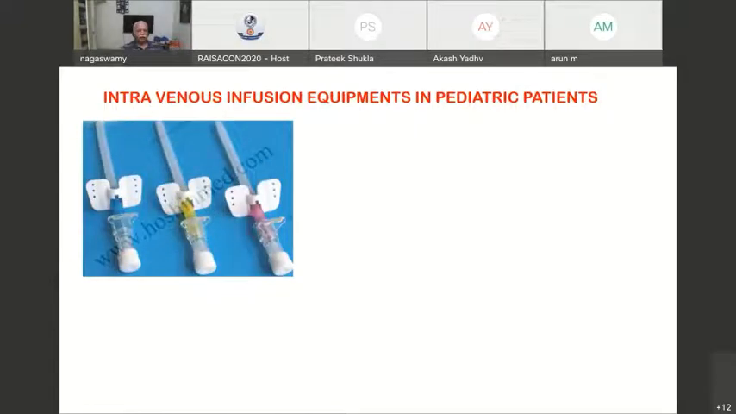These are the various types of IV cannulas. What is the difference you find in this IV cannula from the one which you routinely use?